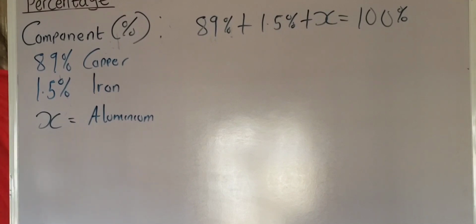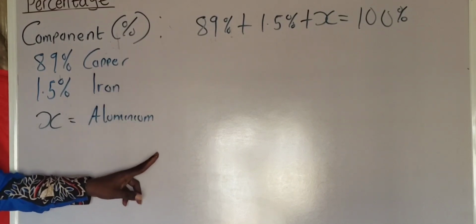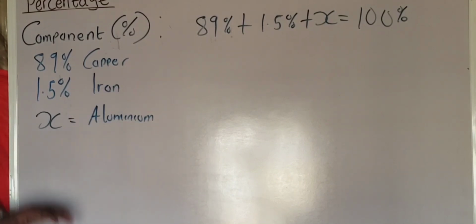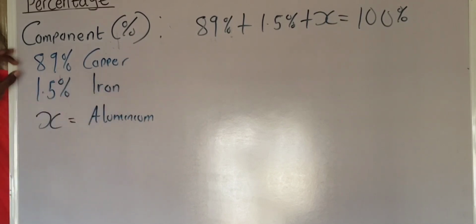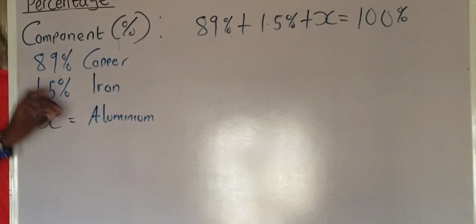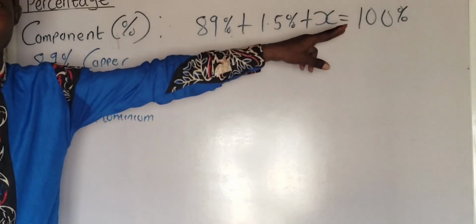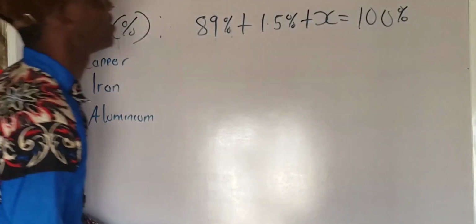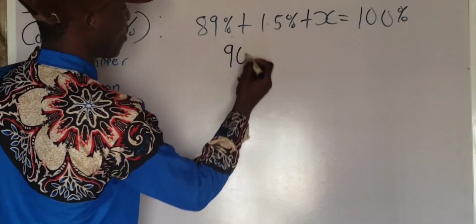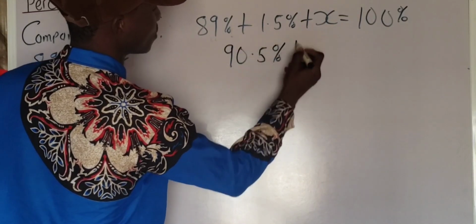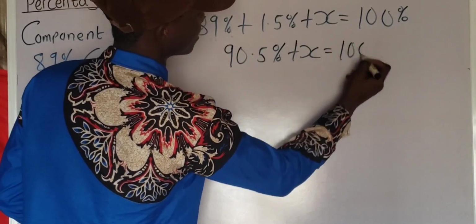The total components of the alloy in percentage must sum up to 100%, and we have three components, which are copper, iron, and aluminium. But we have been given the percentage of copper and iron. So 89% and 1.5% plus x must sum up to 100%. Okay, now for this, we have 89% plus 1.5%, that is 90.5% plus x equals 100%.